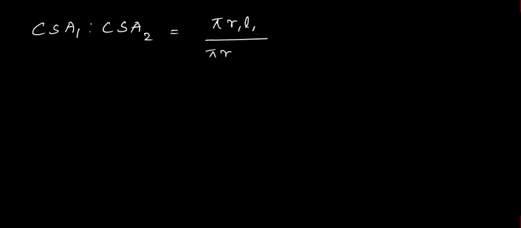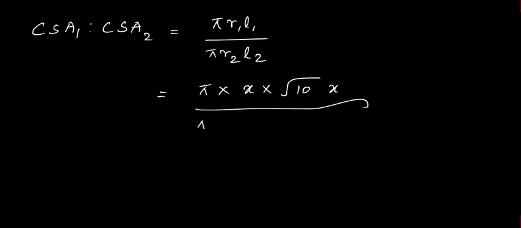So now we have our R1, L1 and R2, L2 value. Now we'll compare these two. So curved surface area of the first right circular cone is to curved surface area of the second right circular cone. So we'll take it as pi R1 L1 divided by pi R2 L2. So the next step, pi into R1 value is x into L1 value, we got it as root 10 into x, divided by pi, R2 value we got as 3x and L2 value is 3 root 2 x. So pi and pi will get cancelled, x will get cancelled, again x and x.